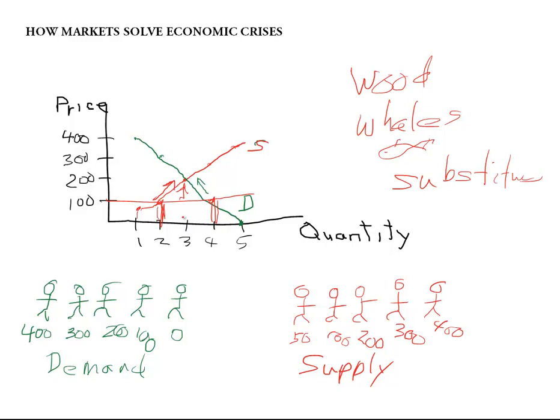But notice, it's the price that showed people this is a scarce good. Don't use as much of it. Figure out how to use more of something else. So let the prices have that powerful effect in solving a lot of crises.